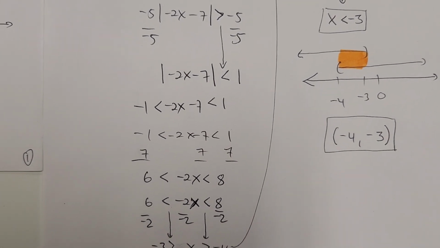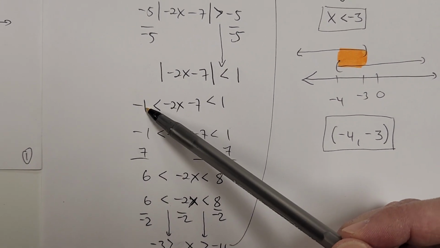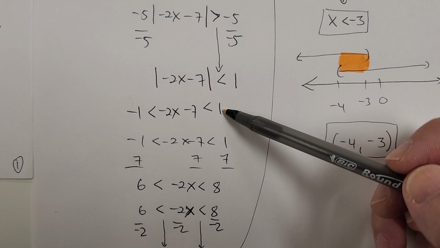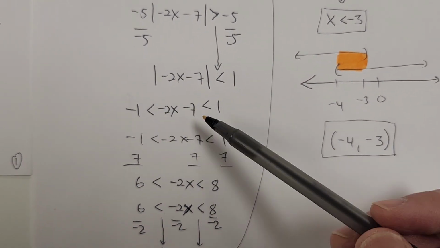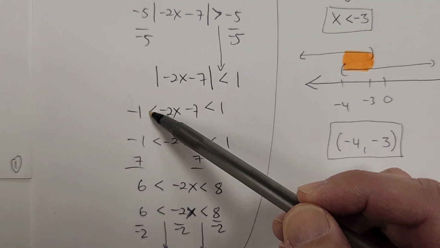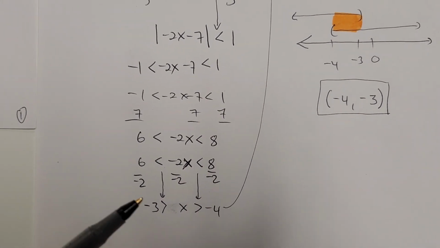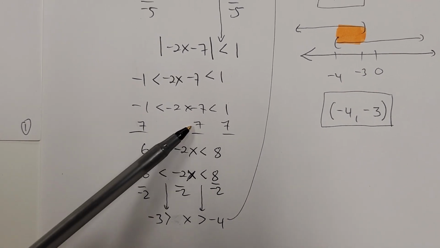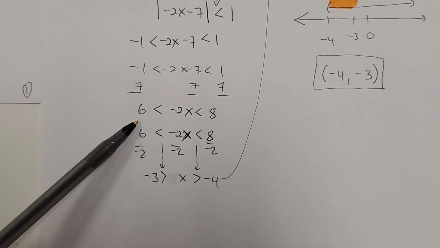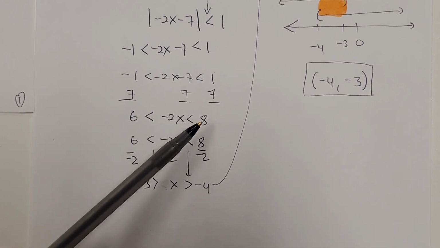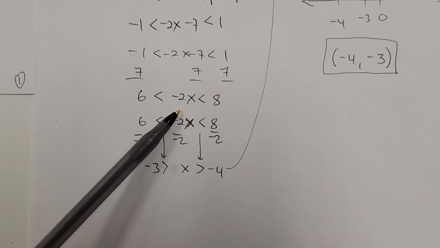So left side should be -1, right side +1. Make sure the arrows are in the same direction. Next we will get rid of this -7 here. So +7, +7, this gives me +6, bring down the -2x, this gives me +8, divide by -2.